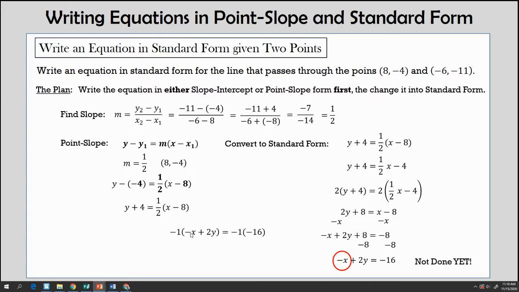Okay, negative 1 times negative x is positive x. Negative 1 times 2y is minus 2y. Negative 1 times negative 16 is now positive 16. There is my correct answer in standard form. A is 1, B is negative 2, C is 16. Okay, so it's a little technical thing, but you got to check your first term. That's got to be positive.